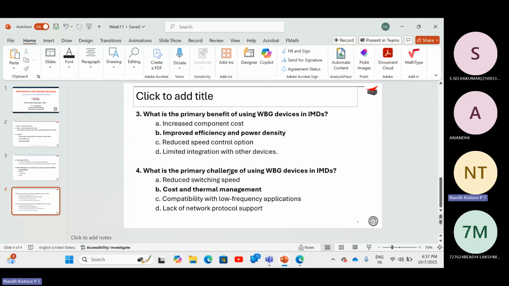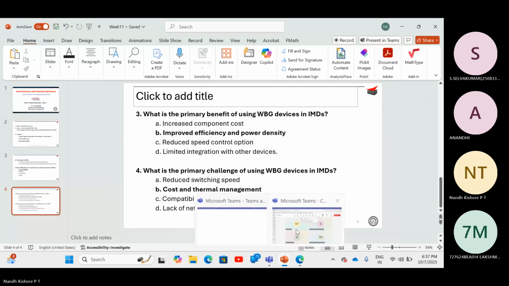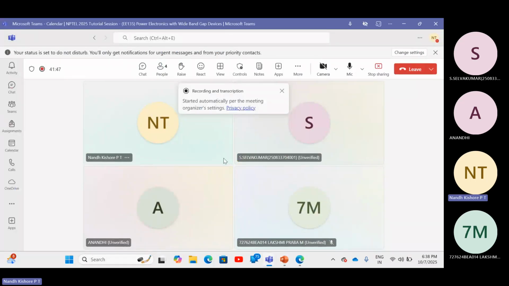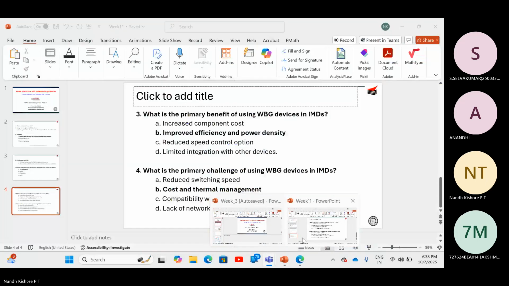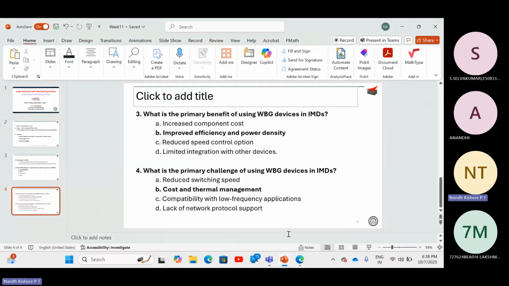So is this fine so far? Can I move on to the next topic? This is about just IMDs. Selvakumar sir and others, can you please tell if this is fine or should I wait or something?